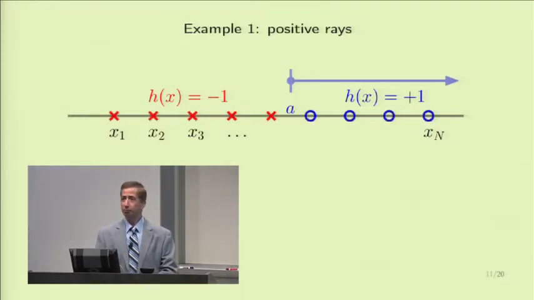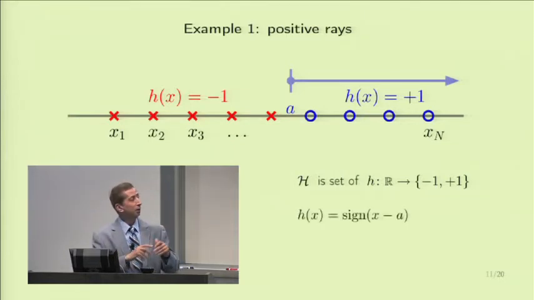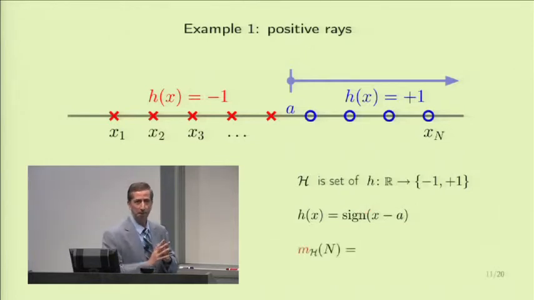True? And you are asking yourself, how many different patterns can I get on these n points by varying my hypothesis, which means that I'm varying the value of A. That is the parameter that gives me one hypothesis versus the other. So formally, the hypothesis set is a set of functions from the reals to -1, +1. And I can actually find an analytic formula here. If you want an analytic formula, you remember the sign function? If you apply it, that's exactly what I described. So fine. Now we ask ourselves, what is the growth function?